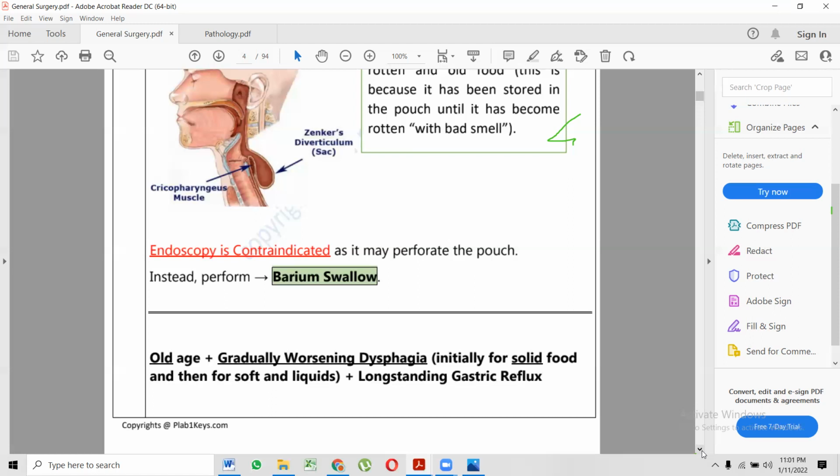So what are the types of esophageal carcinoma? What are the types of esophageal carcinoma? Anyone? Squamous cell, columnar cell, like this. Squamous cell carcinoma and adenocarcinoma.